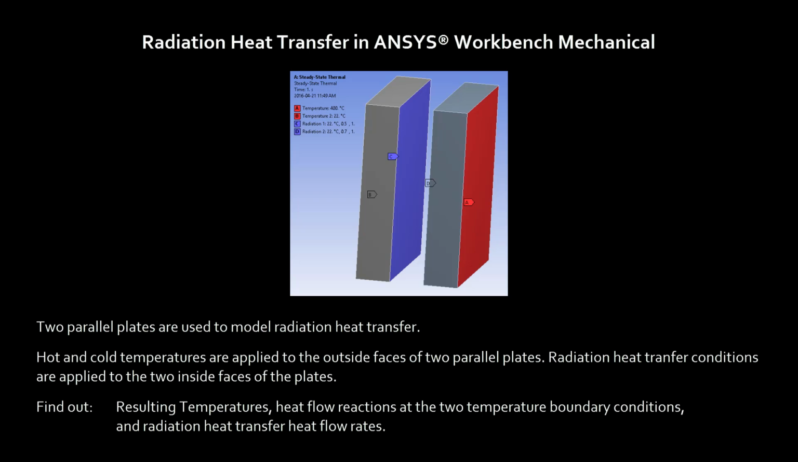Welcome to this presentation in which we look at radiation heat transfer using finite element analysis with ANSYS Workbench Mechanical. We have a model of two plates. They're going to transfer heat to each other by radiation heat transfer. We'll apply temperature boundary conditions on the left and right hand ends of this model, making one plate have room temperature applied and the other one have a high temperature.